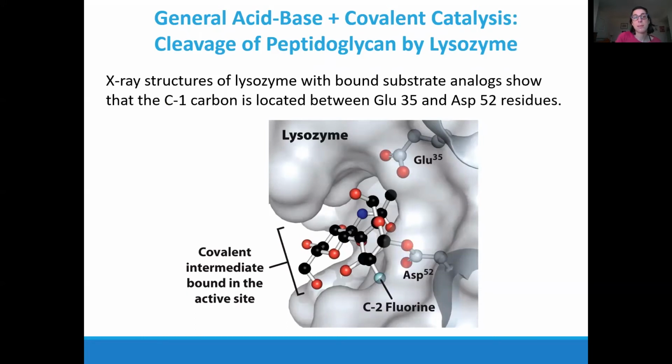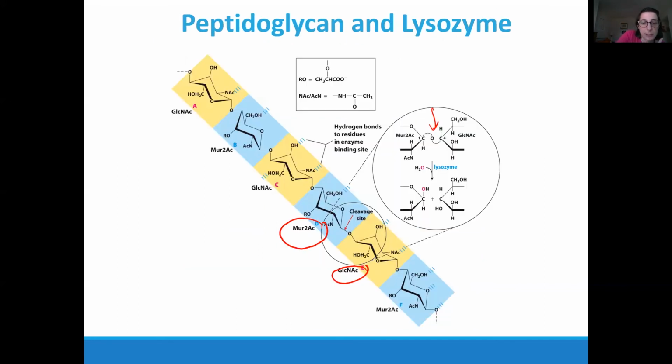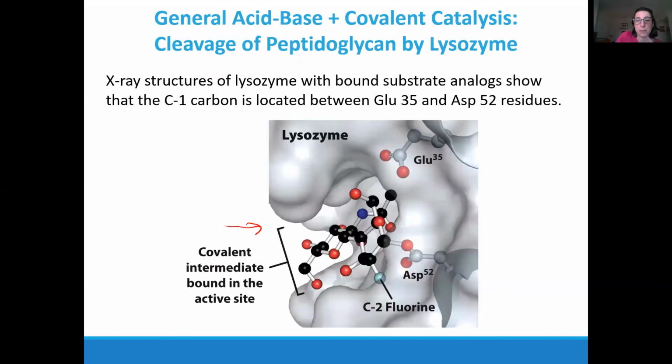Here's a nice close-up X-ray structure of lysozyme when it is bound to peptidoglycan. So you can see where the chain kind of fits into the notch of the lysozyme. Now, again, this is a close-up, and you can see how it binds into this specific spot between the two sugar groups.